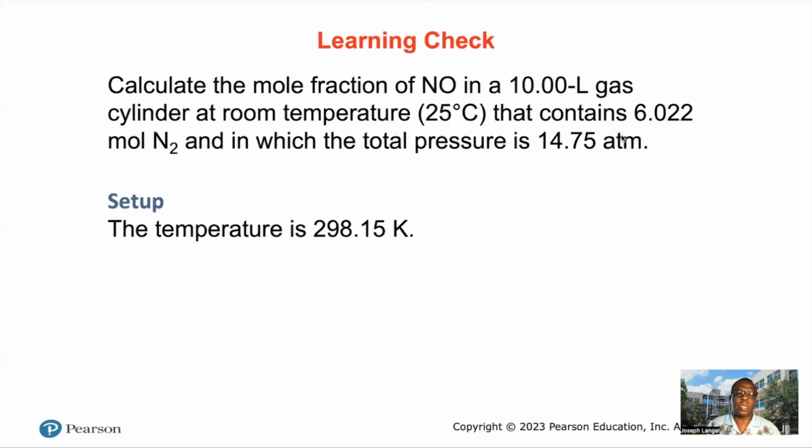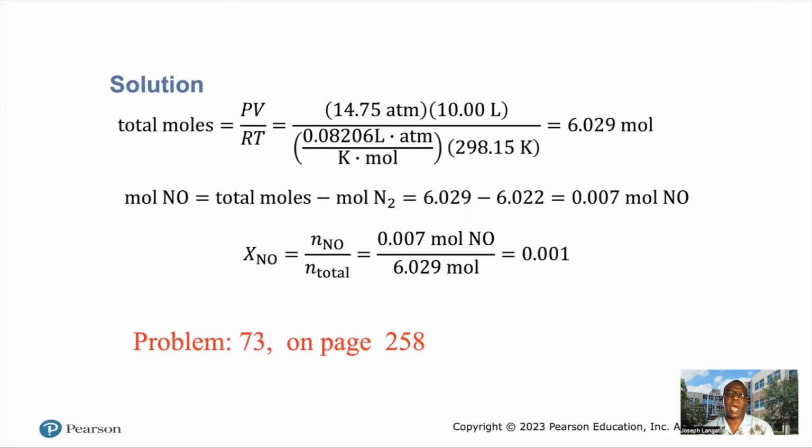How do you know that? PV over RT gives us the total number of moles. And this will be the number of moles from the mole fraction. Look at problem 73 on page 258. It has a good question on finding the mole fraction. Mole fraction is the number of moles of component A over the total number of moles in the container.